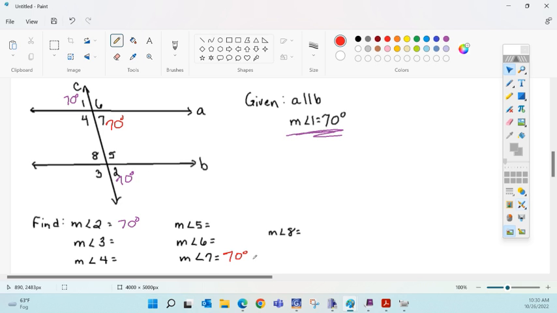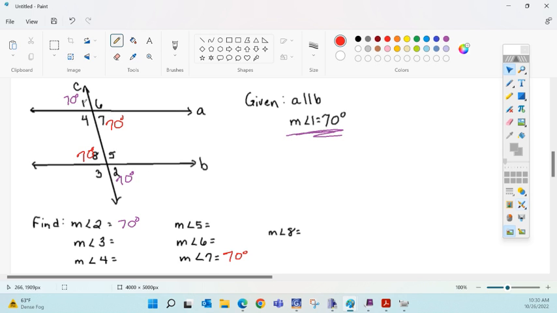Okay, Miley, want to help? 1 and 7 are corresponding, and 7 and 8 are alternate interior. So 8 is 70 also. Okay, so he said that 8 is also 70 because it's alternate interior. How did we know that 7 was 70? Because 1 and 7 are corresponding. 1 and 7 are not corresponding, but they are congruent.